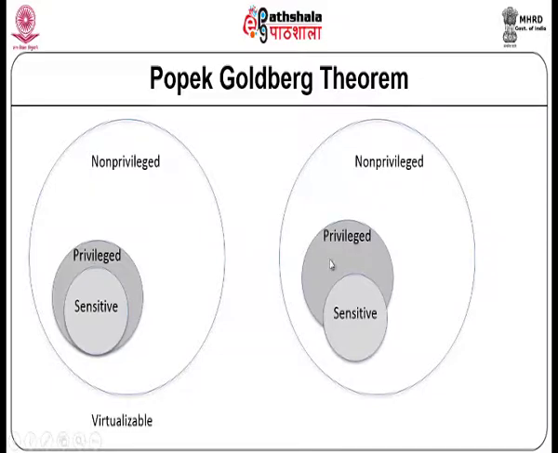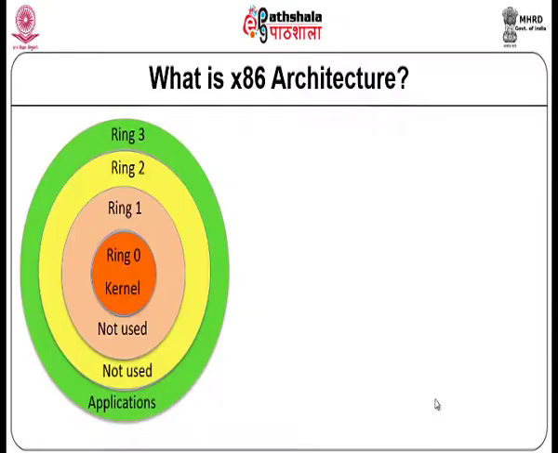This kind of machine, where the privileged instructions are not a superset of the sensitive instructions, where some part of the sensitive instructions are not privileged instructions, is not virtualizable. Let us look at the x86 architecture.